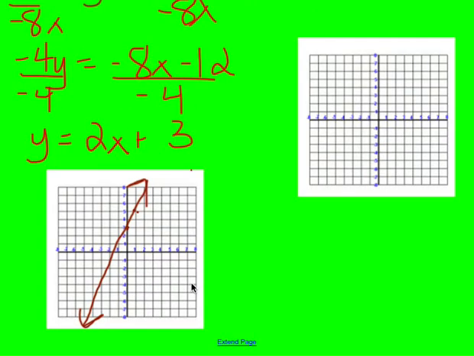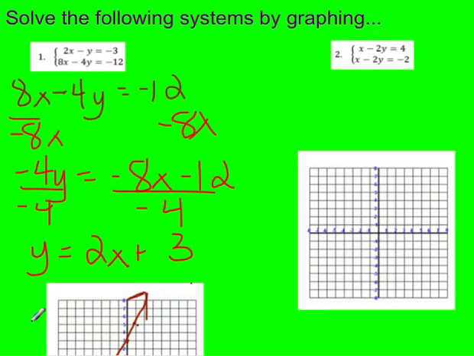Well, lo and behold, we've already graphed that line. We graphed it right here. So it ends up being the same line. So that makes our solution IMS, or infinitely many solutions. Okay? Next, let's take a look at this guy right here.